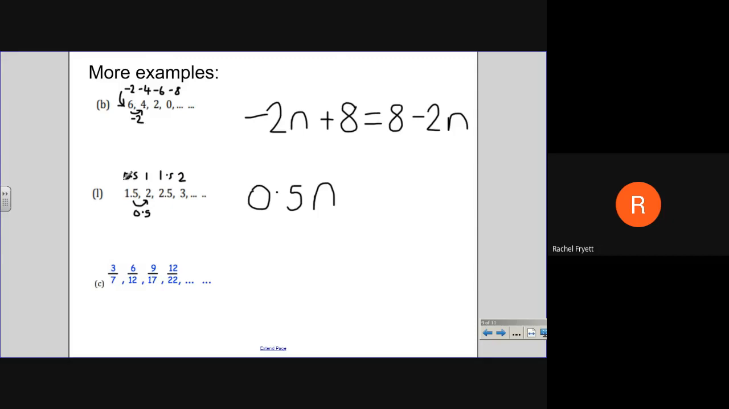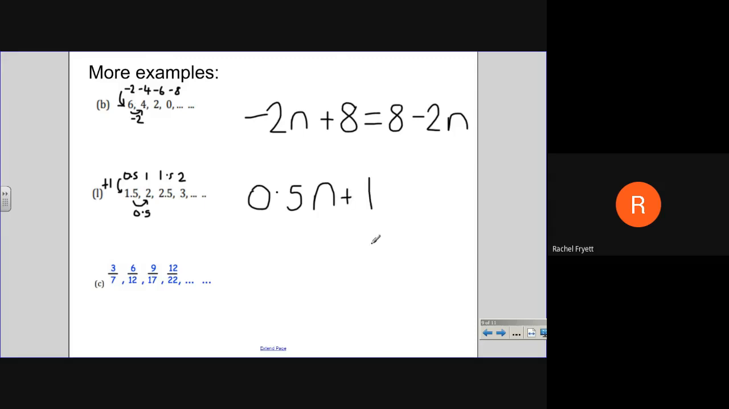And I need to see how I get from that times table to the sequence. Well, to get from 0.5 to 1.5, I add 1. Let's just check. 1 add 1 is 2. 1.5 add 1 is 2.5. 2 add 1 is 3. So that works. So that just goes on the end.